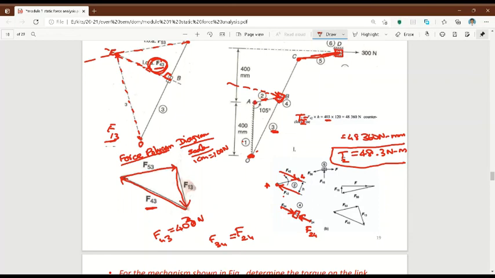That's all. Very easy. Look at the problem once again and solve it. One condition: everything should be according to the dimension. If you draw a rough diagram, you will get a wrong answer. So draw everything according to the dimension, solve the problem and upload it in the Google Classroom.